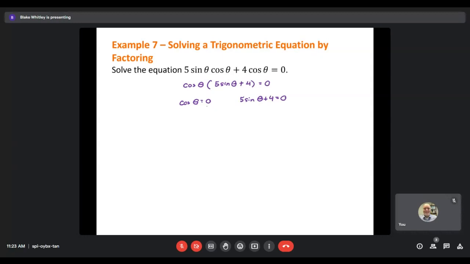Now, this first one, I can just go ahead and take my inverse. So theta equals inverse cosine of 0. And if we think about where cosine is equal to 0, there's two places where that x value is 0. That's going to be pi over 2 or 3 pi over 2. And again, with cosine, our period is 2 pi, so we have to add 2 pi k to both of those.